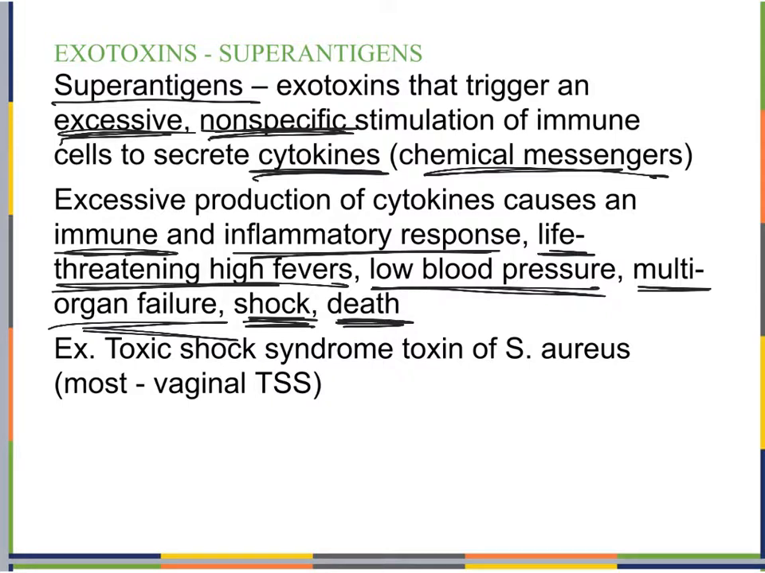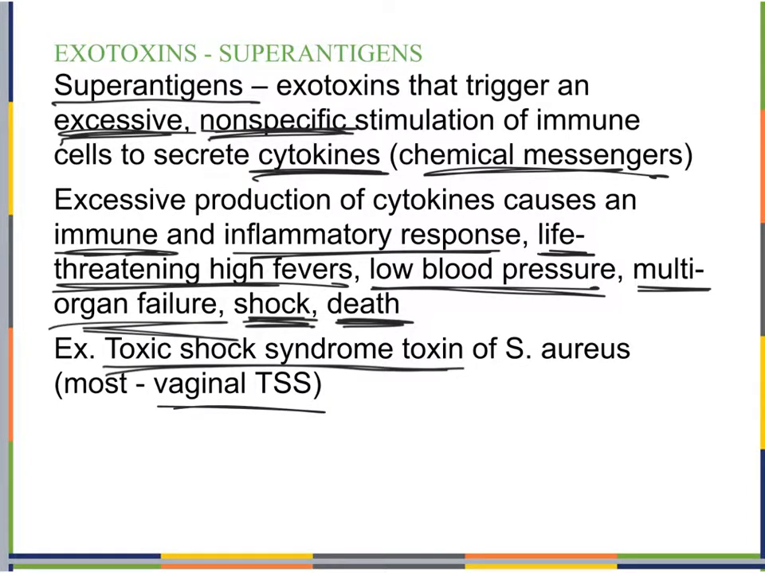The most well-known, I believe, superantigen is toxic shock syndrome toxin. This is produced by S. aureus, and mostly this happens in vaginal toxic shock syndrome. So if anybody's ever heard commercials or seen the little pamphlet that comes in the feminine product boxes, they talk about toxic shock syndrome. And this is when that product is used for too long or kept in for too long, and then that can cause toxic shock syndrome.